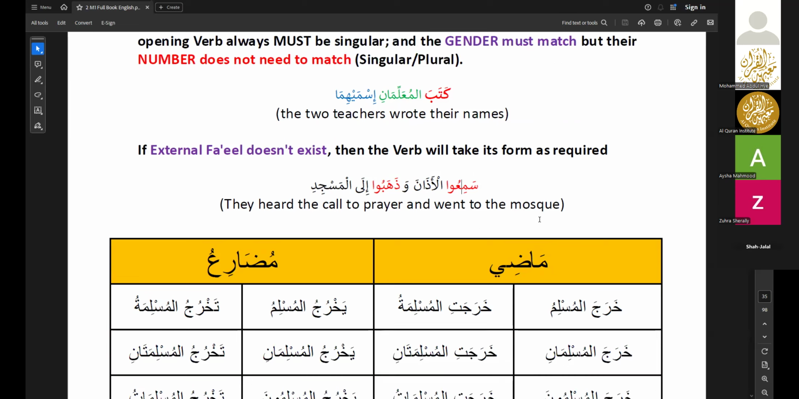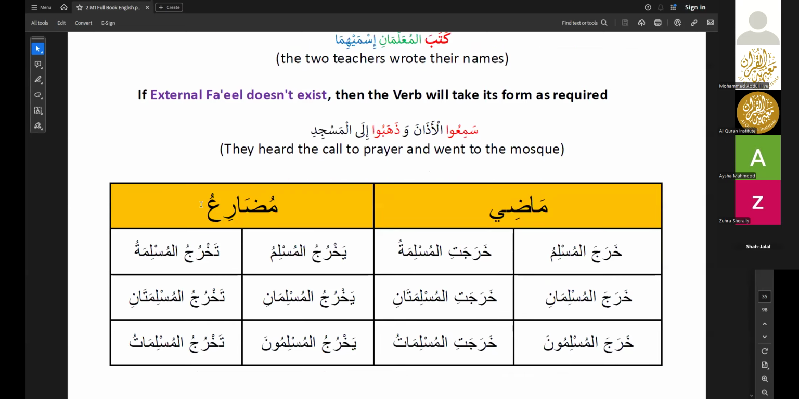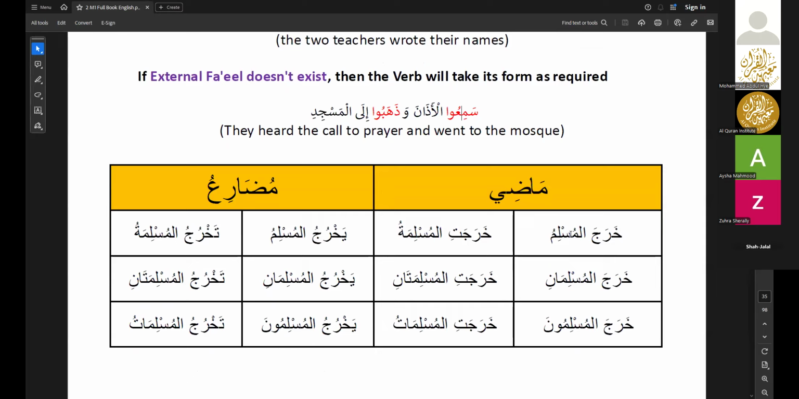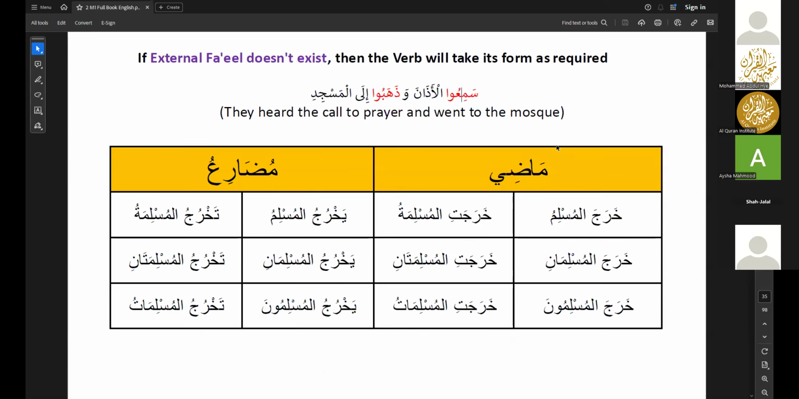Yeah, very quickly. Madi and Mudari. So here is the slide. All we discussed is summarized here. If you pay your attention, you'll easily get it. So let us look at the Madi first column. Kharaja, kharaja, kharaja. Which form is it? Kharaja is the huwa form, isn't it? That's right. Kharaja, he went. Good.